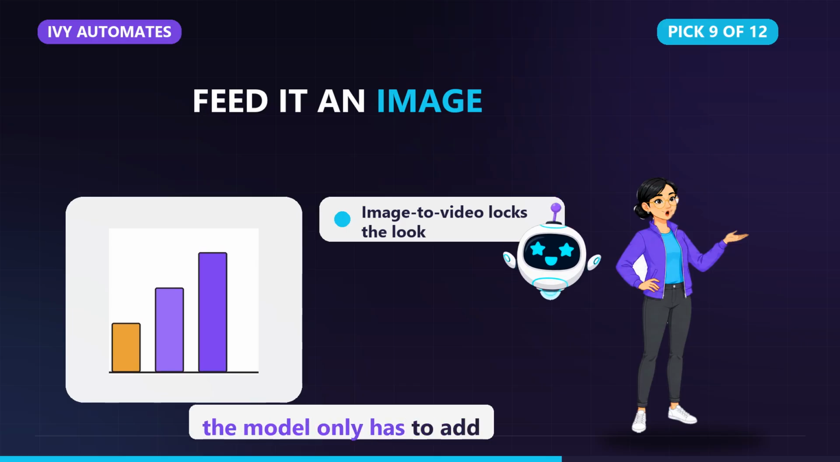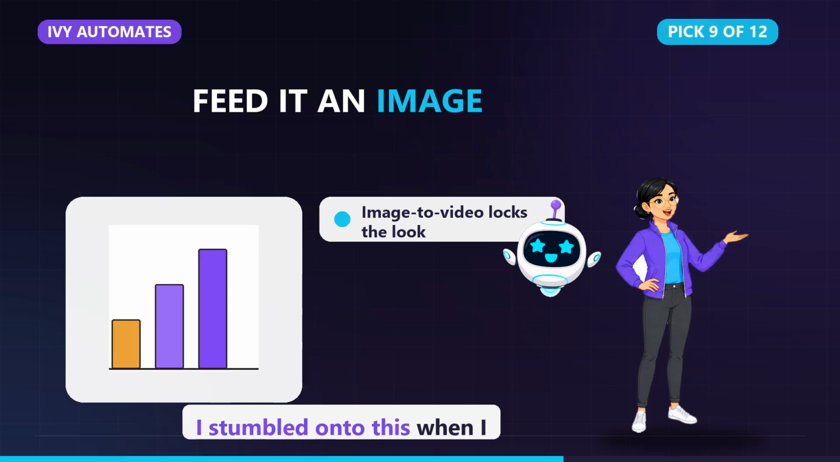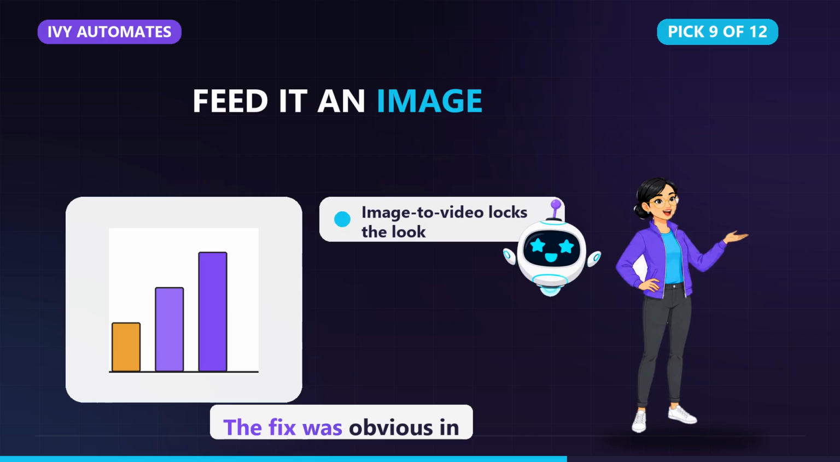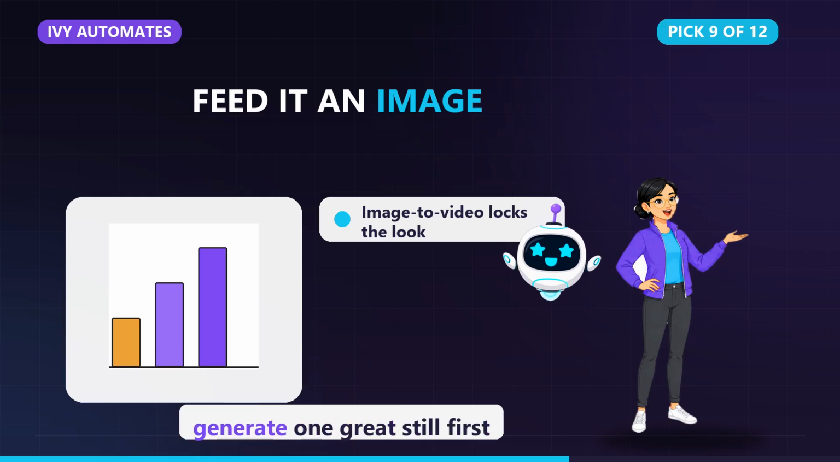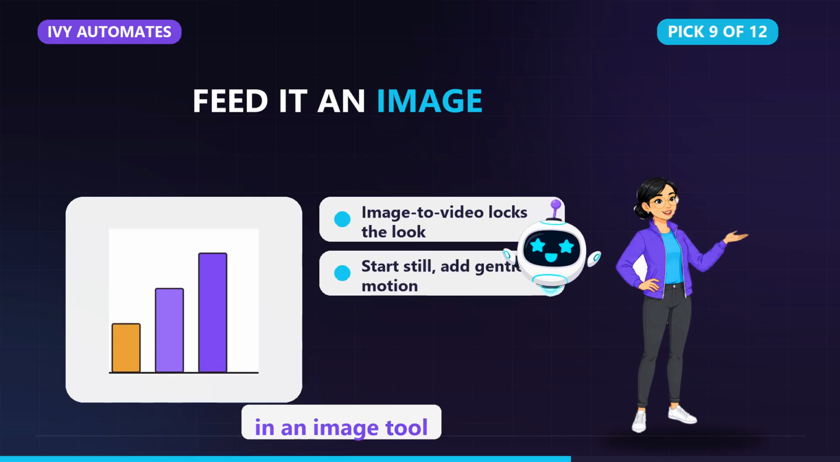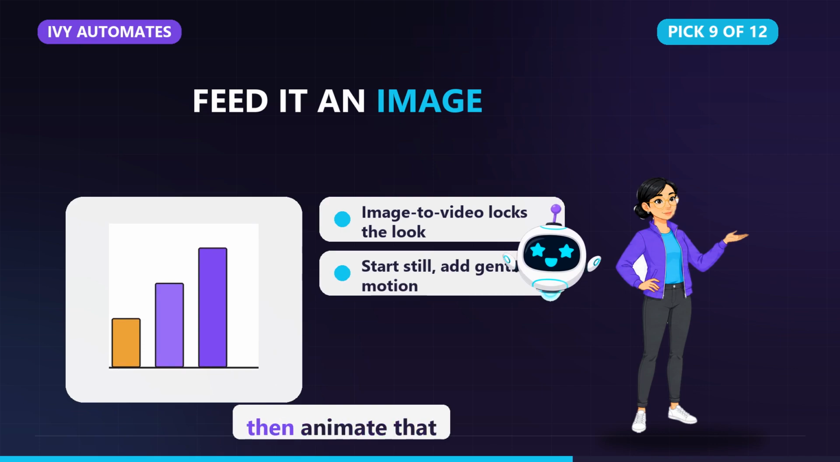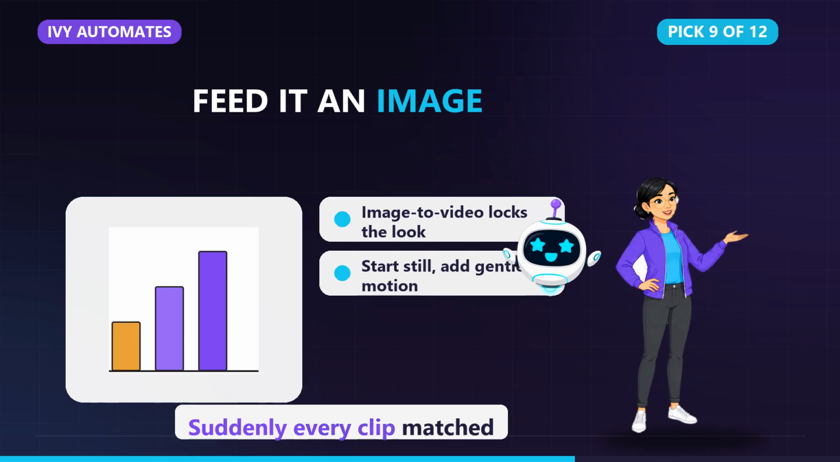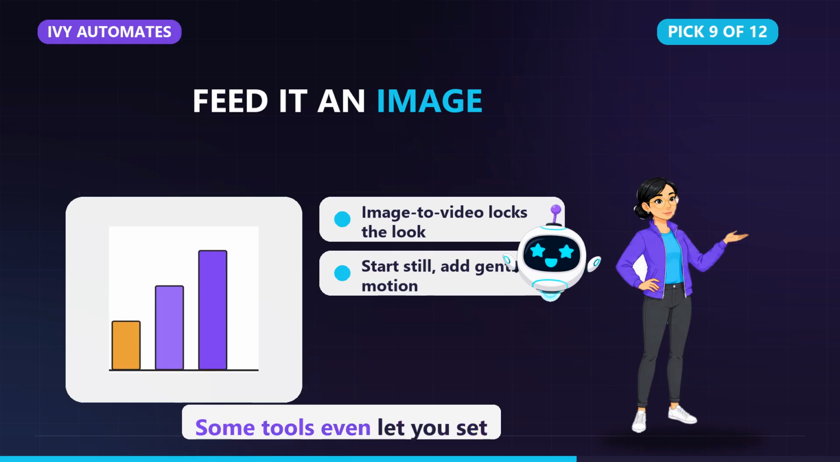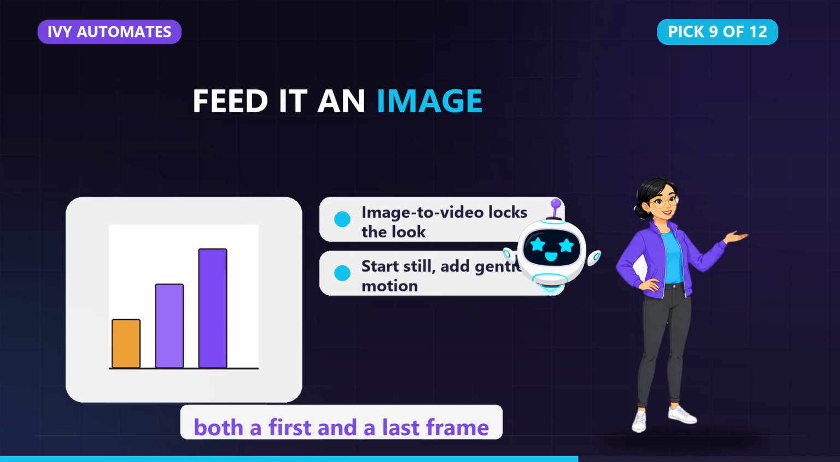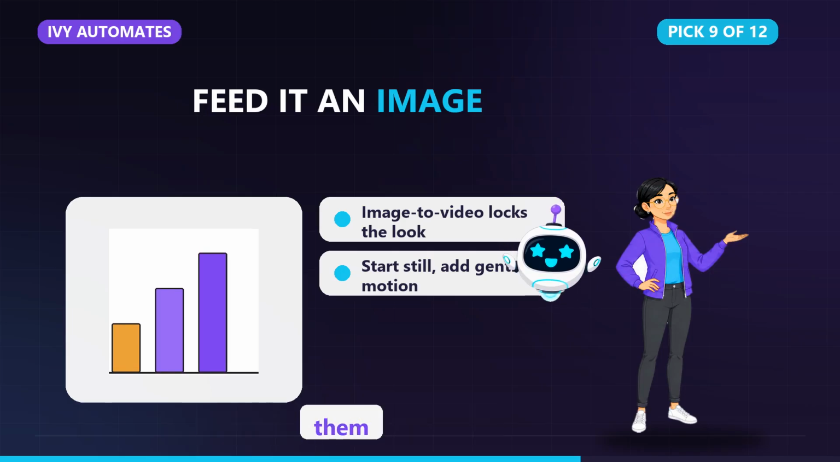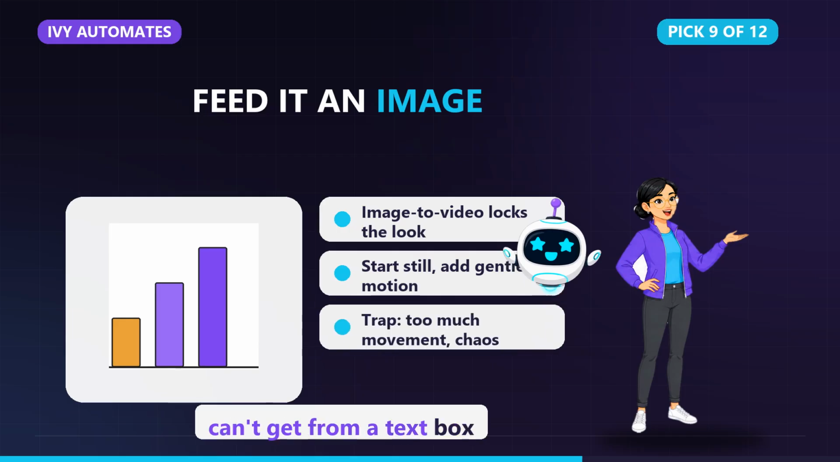The model only has to add movement. I stumbled onto this when I couldn't get a character to stay consistent across clips. The fix was obvious in hindsight. Generate one great still first, in an image tool I already trusted, then animate that. Suddenly, every clip matched. Some tools even let you set both a first and a last frame and fill the motion between them, which is control you just can't get from a text box.